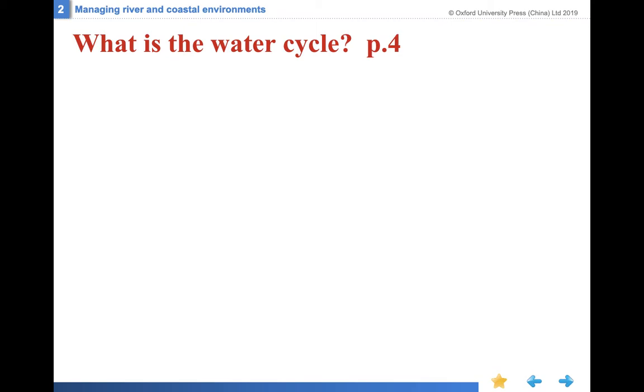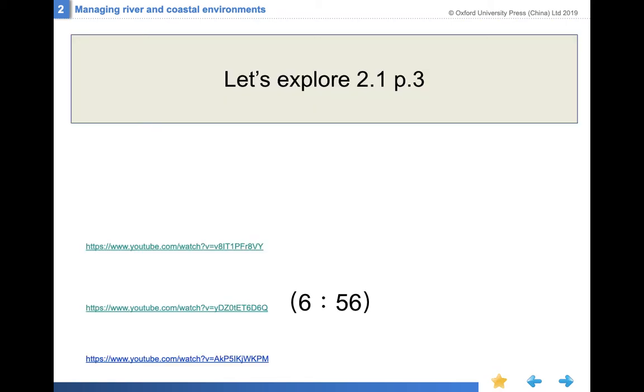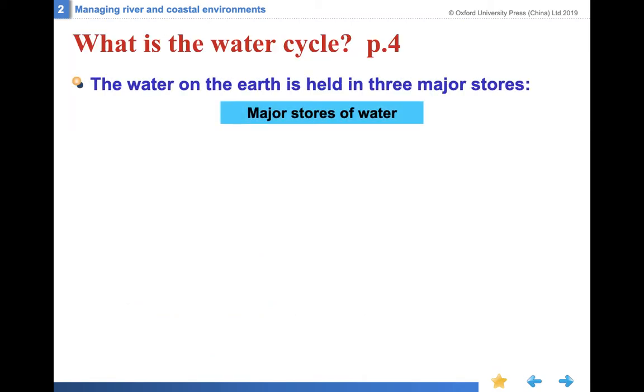So this is related to the water cycle. So I want you to do the Let's Explore on page 3 as well. You could get a very brief revision of what you have learned in grade 8 about the water cycle. So page 4 tells you about different homes of the water that live on our earth.